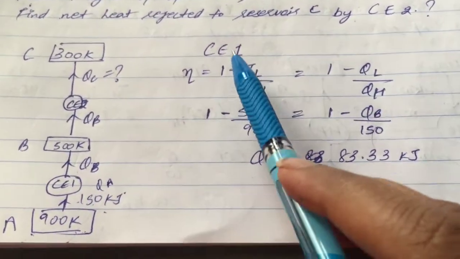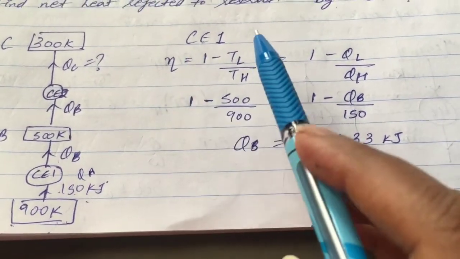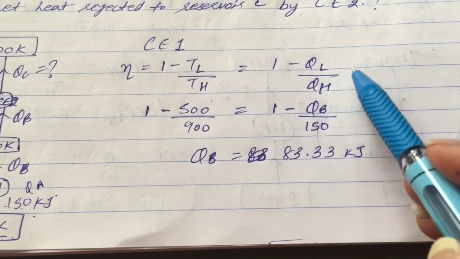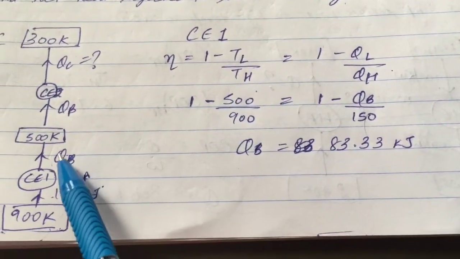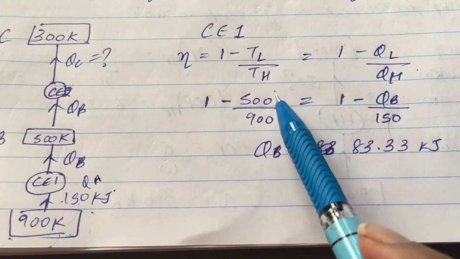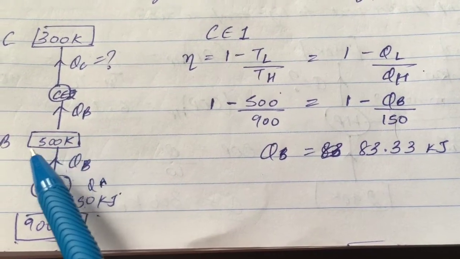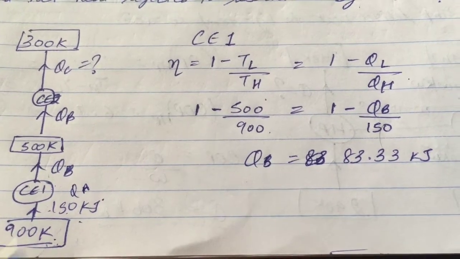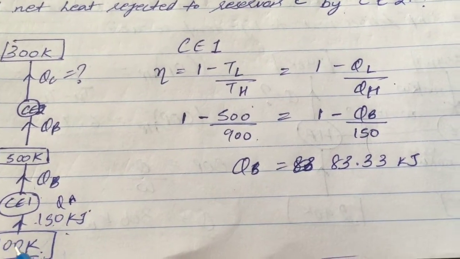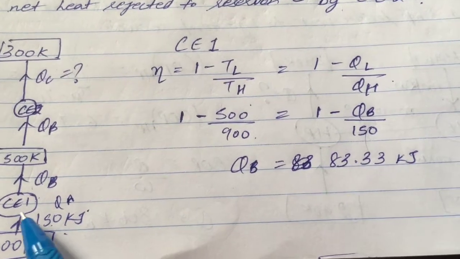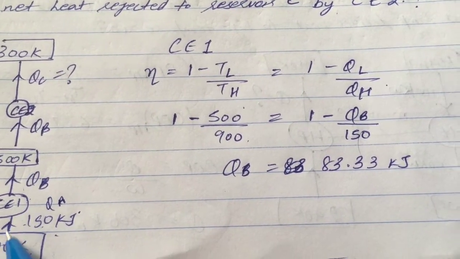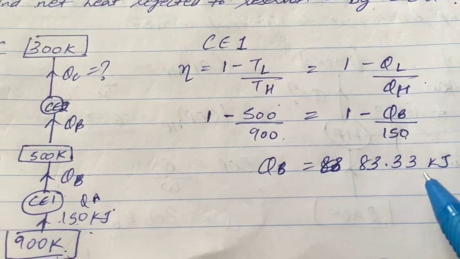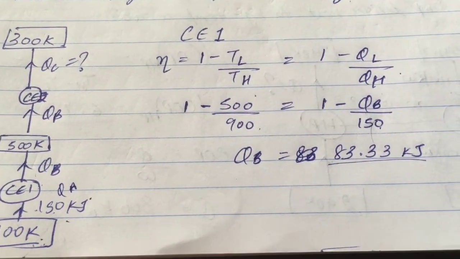So in our Carnot engine 1, efficiency we know is equal to 1 minus TL by TH, and it is equal to 1 minus QL by QH. So in engine 1, we know temperature of low temperature reservoir 500 Kelvin and high temperature reservoir 900 Kelvin, and QA, which is heat transfer from high temperature reservoir, which is 150, and QB we have to find, and it comes out to be 83.33.